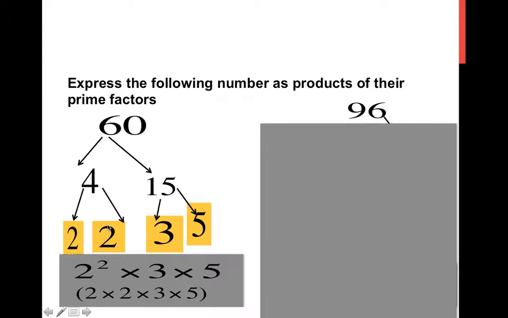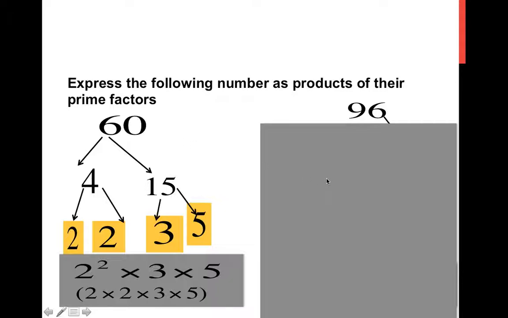Right, so 60. You don't have to use 4 and 15, I just have. You could have used 5 and 12, or 6 and 10, and you would have got the same result here, but I did 4 times 15 goes into 60. Then what makes 4? 2 times 2. These two numbers are prime, that's why they're highlighted in yellow. And 15 is 3 times 5. So we get 2 times 2 times 3 times 5, which in its simplest form is 2 squared times 3 times 5. So that's 60.